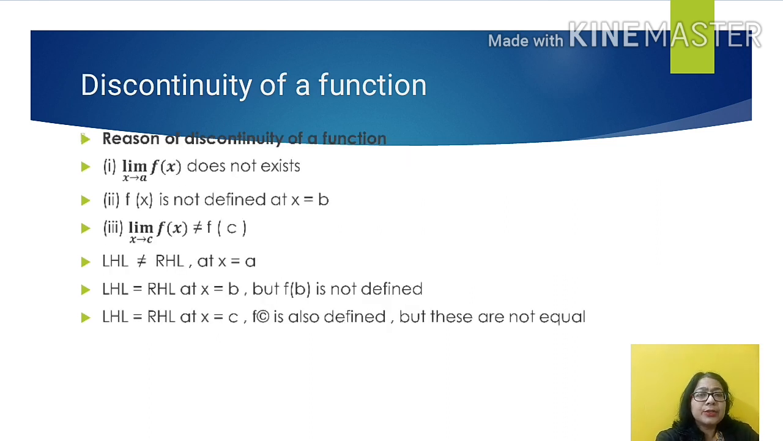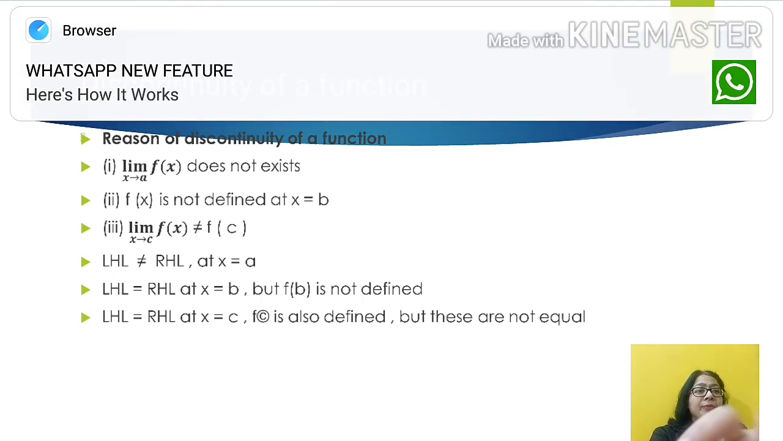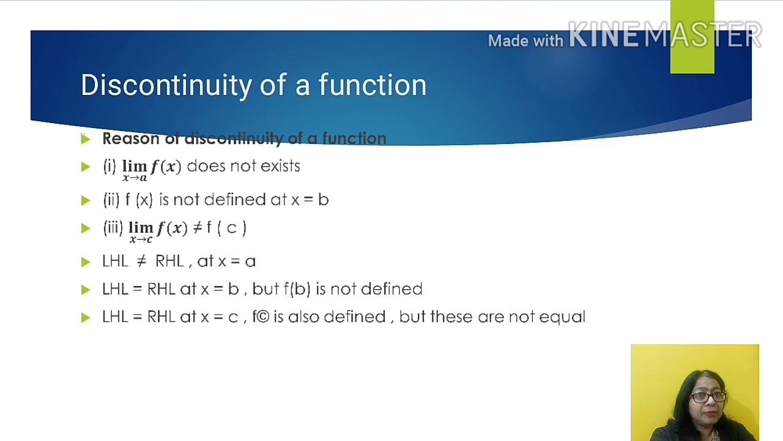Now discontinuity of a function, a few conditions here. Reasons for discontinuity of a function: first, the limit as x tends to a of f(x) does not exist. Second, f(x) is not defined at x equals b, that means f(b) is not defined. Number 3, the limit as x tends to c of f(x) exists, and f(c) also exists, but they are not equal. If any one of these three cases happens, then we can say the function is discontinuous.